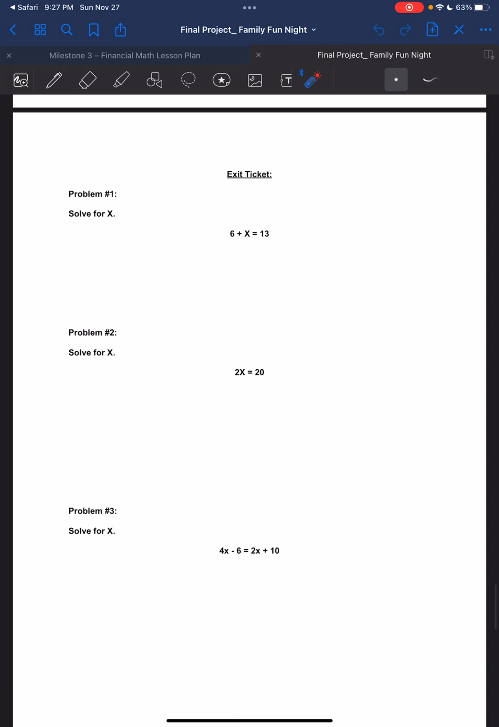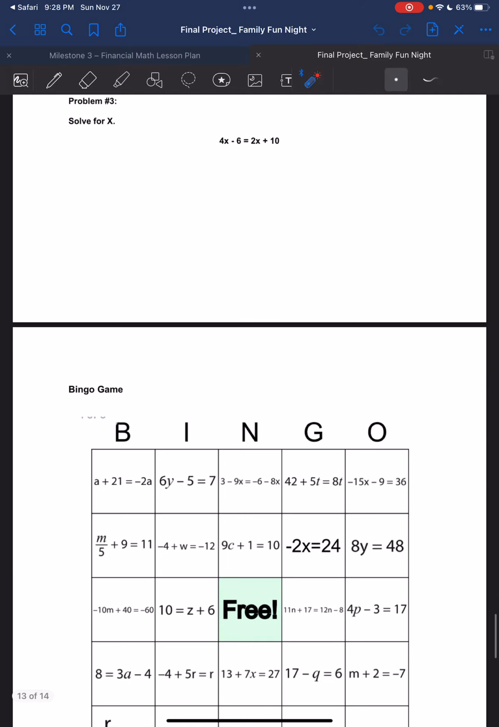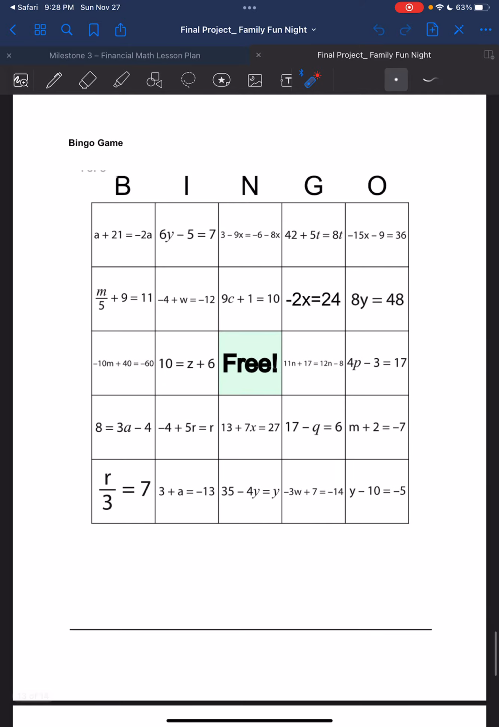And then here I did the exit ticket, which is where I would check for comprehension. If there is comprehension, then they can go ahead and move on to the bingo game. And if there is limited comprehension, that is how I would know who I need to work with to be able to make sure that they are understanding. Then I created my bingo game here.